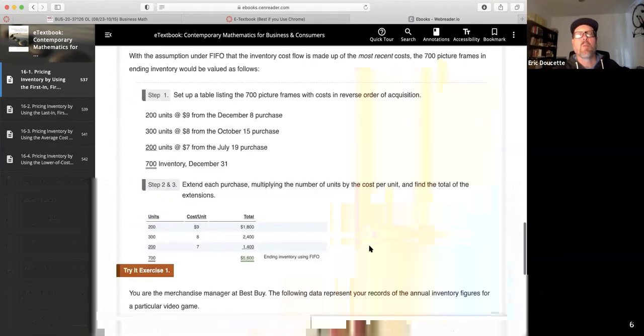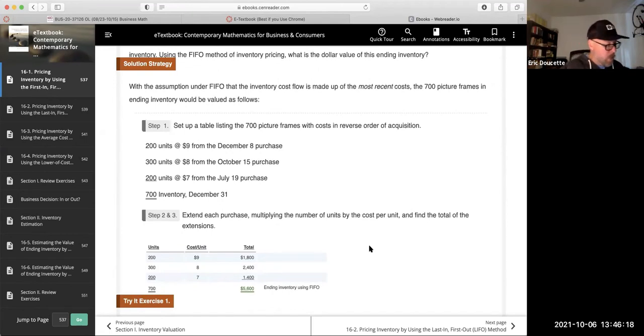And so, of course, your book gets into some different problems, and I'm not going to go over them because you can do that. But on page 537, there's example 1, and that one is a FIFO. It's the assumption that the inventory cost flow is made up of the most recent costs. So there's 700 picture frames. And you can see here, here's the picture frames. And so 200 of them were from December 9th. 300 of them were from October 15th. And notice how they're all different prices.